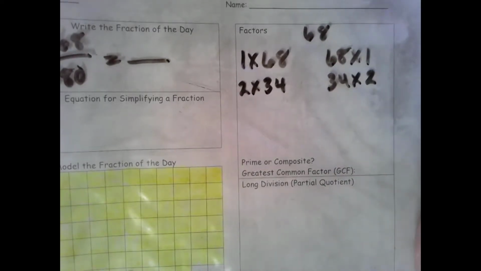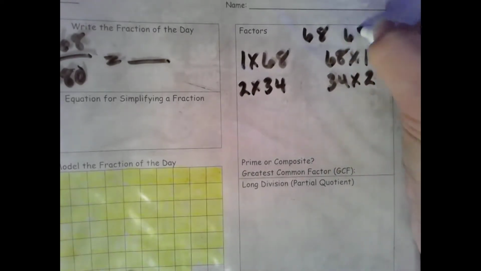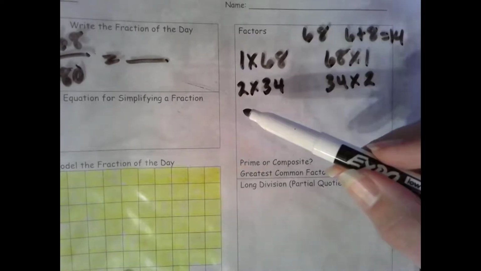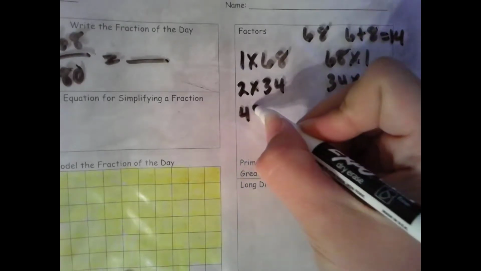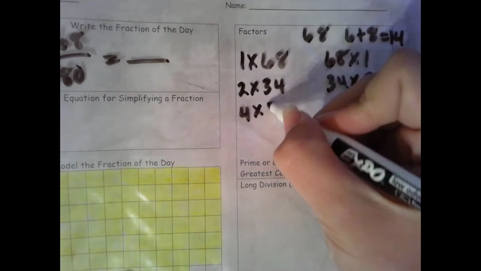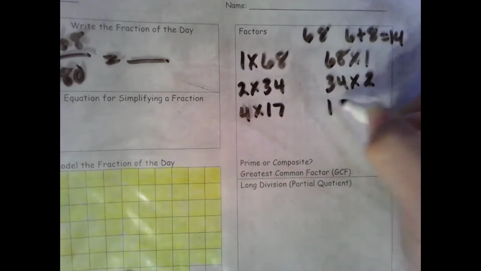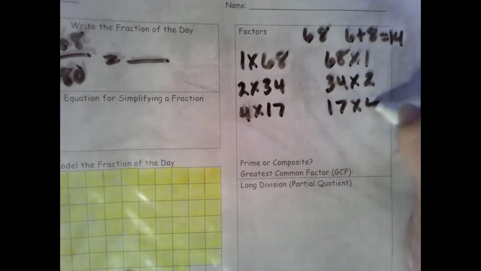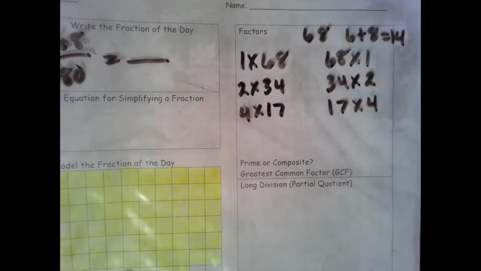We're going to try 3. The rule for 3 is that we add the digits together. 6 plus 8 is 14. 14 is not a multiple of 3, so 3 is not a factor. We try 4. One thing to check for 4 is if the second factor with 2 is even. It is, so 4 is a factor. Okay. So 4 times 17. 17 times 4.